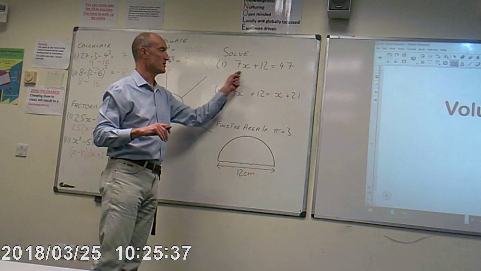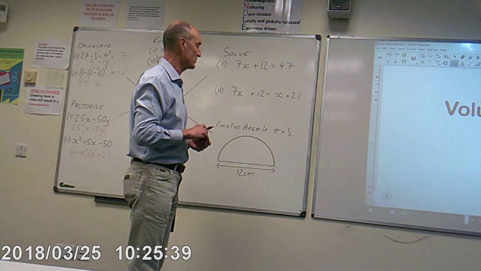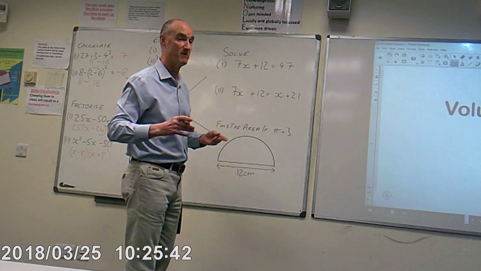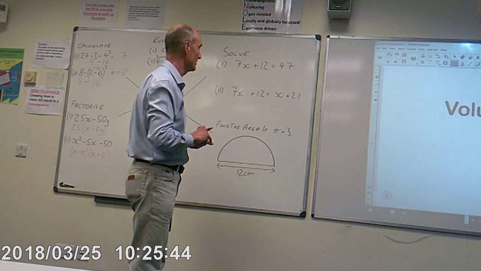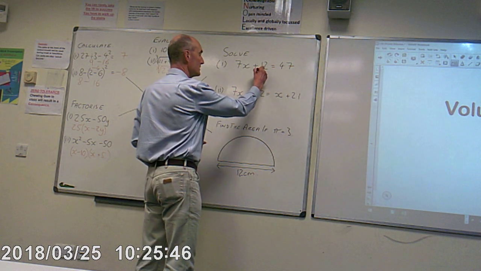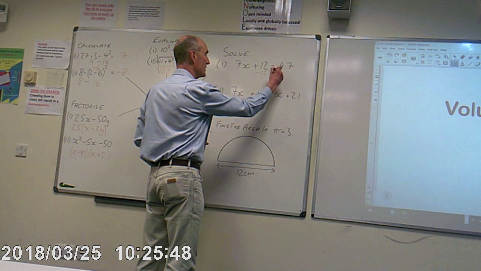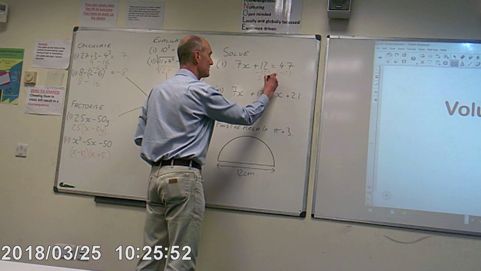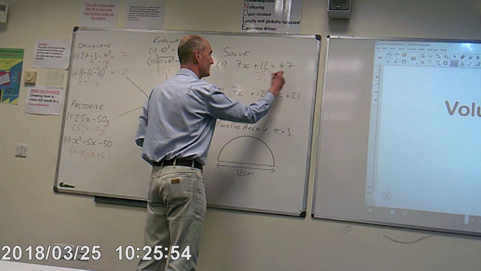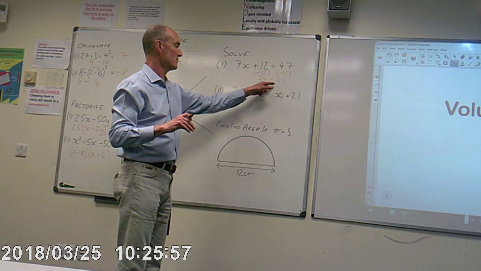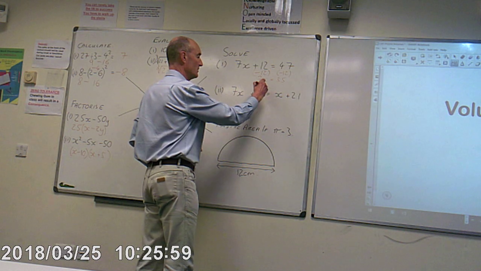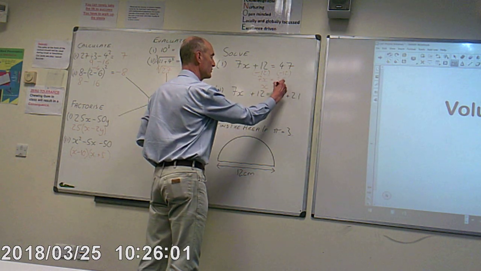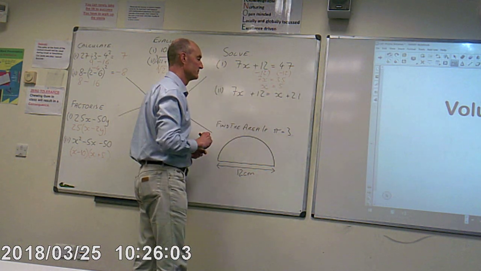Solve. It's an equation. As long as we do the same thing to the left-hand side as the right-hand side, we're not changing the value of the equation, we're just balancing each side. Take away 12 from each side. So now we've got 7x equals 35. We divide both sides by 7 to get the x on its own. We've got x equals 5.